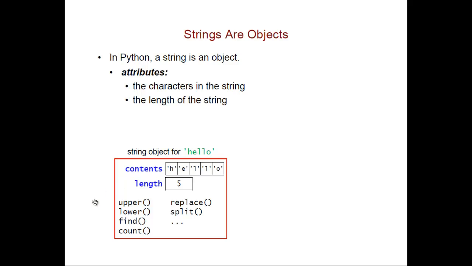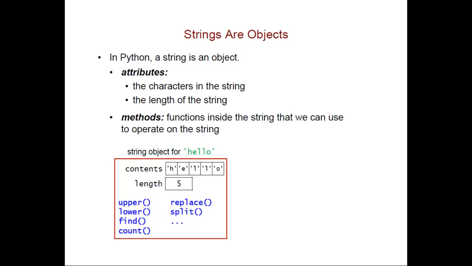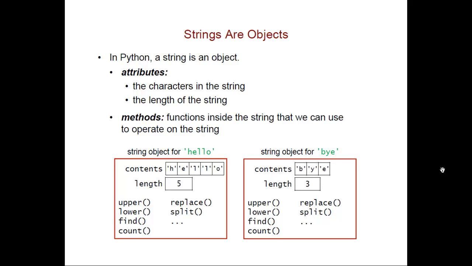And then also inside that string object are functions called methods that we can use to operate on the string. What makes a function a method is that it is inside an object. It belongs to an object. And different strings will each get their own object. So here's another string object, this time for the string by. You can see we have its characters, its length, and again these functions that belong to the string. We haven't used these methods yet, so let's look at how to do that next.